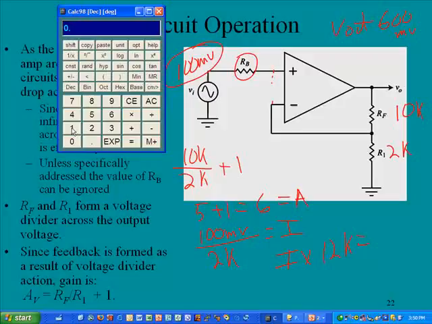So we'll say 100 exponent minus 3, that will give us 100 millivolts, and we will divide that by 2,000 ohms, 2K, and that gives us the current that is going to be felt through R1. So then, now we have that current is going to flow through both components. So if we take that value times 12 exponent 3, and there we have it, 600 millivolts.